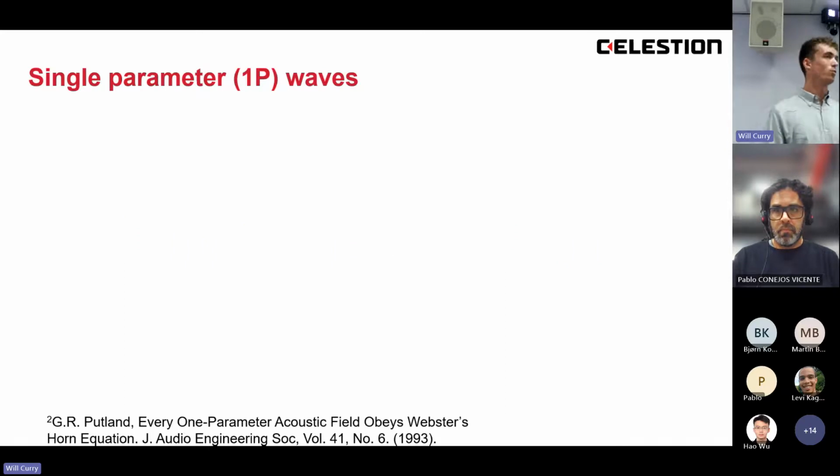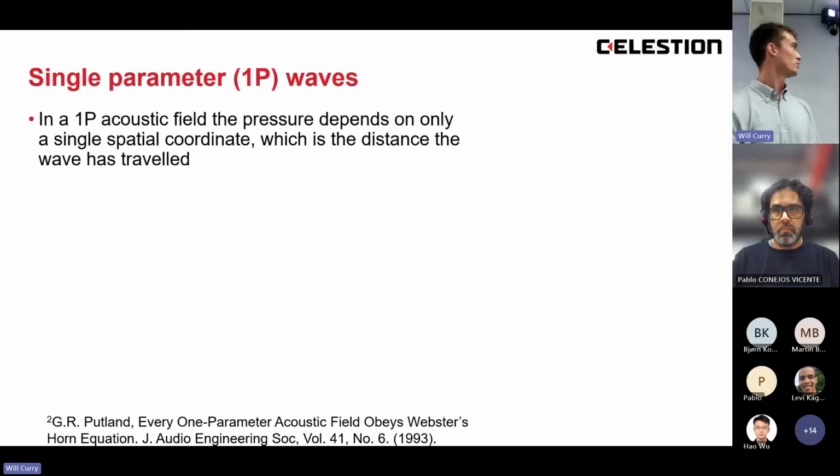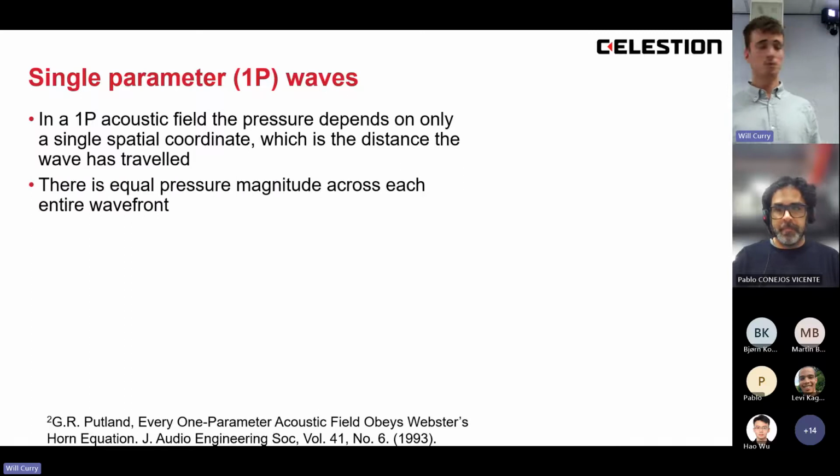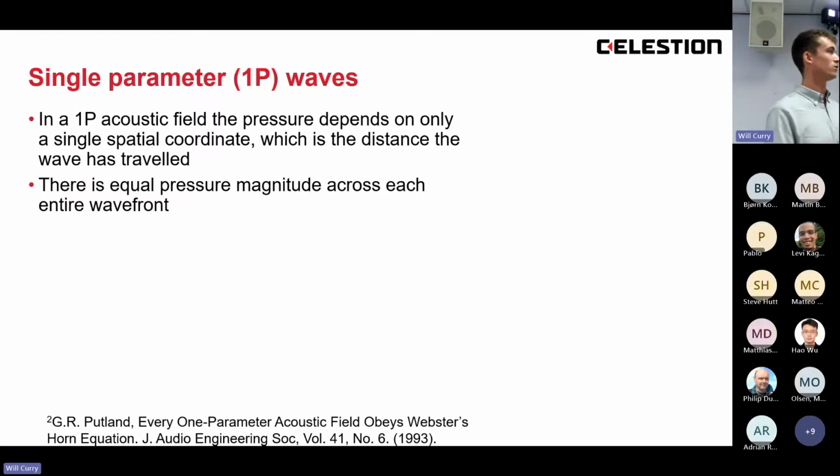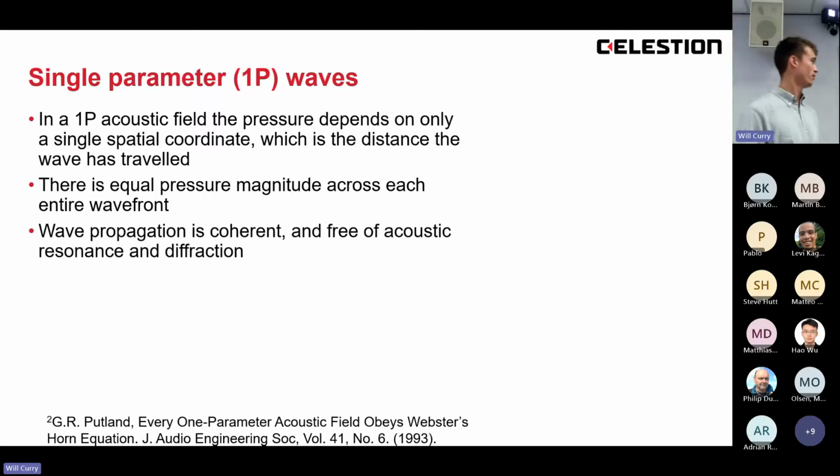Now I'll look at single parameter waves, or 1P waves. In a 1P acoustic field, the pressure depends only on a single spatial coordinate, and that is the distance that the wave has travelled. So this means there's equal pressure magnitude across each entire wavefront. And if you were stood in a 1P acoustic field, as you moved around, not towards the source, but if you moved left and right, then the directivity would be exactly the same at every single frequency. So it's a really nice acoustic scenario. The wave propagation is coherent and free of acoustic resonance and diffraction.